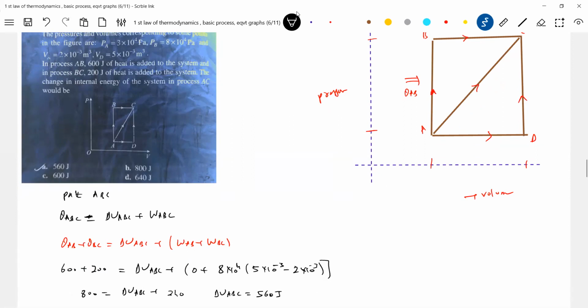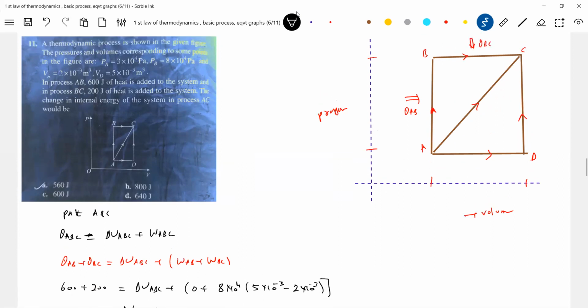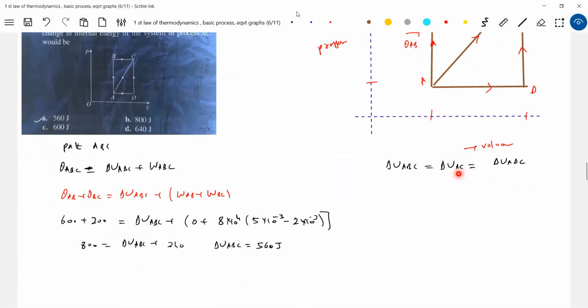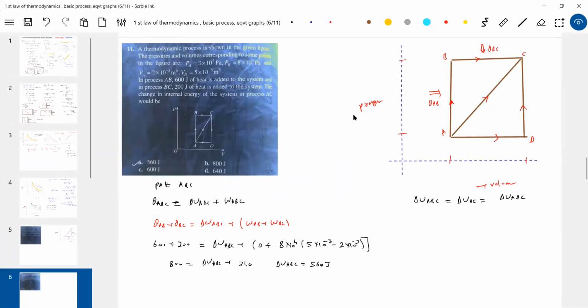Now he's asking the change in internal energy of the system in the process AC. We don't know delta U AC. So one thing, change in internal energy is path independent, no? So delta UABC should be equal to delta UAC, equal to delta UADC, because change in internal energy is independent of path. It depends only on initial and final temperatures. Therefore, what you calculate as delta UABC is also equal to delta UAC and delta UADC. You can also calculate the heat absorbed in QAD. This problem you can continue further.